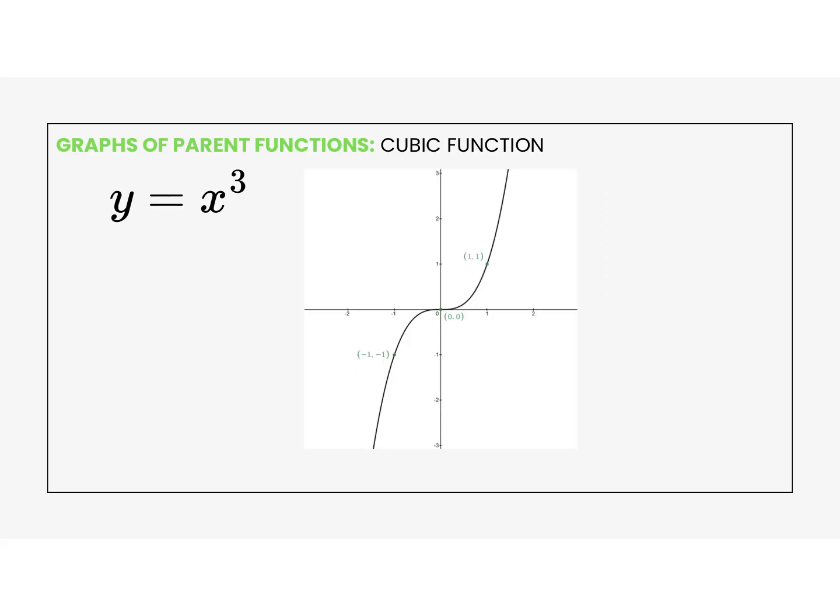The second function we're going to look at for our parent functions is the cubic function, which is f of x, or y equals x to the 3rd power. And again, we're going to focus on 3 points for this. It's (-1, -1), (0, 0), and (1, 1). And if you notice, it kind of makes a sideways S shape. And again, what's not on here that could be are these arrows, because it's going to keep going in that direction.